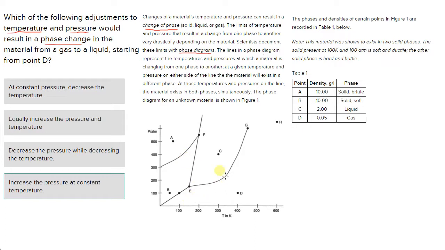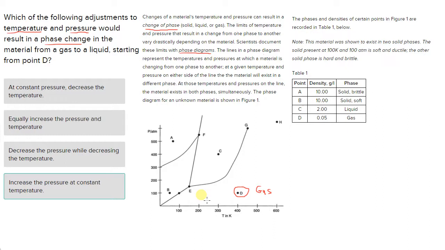For example, we see point D, which is the point we're being asked about here. At point D, this material is a gas. It's in a gaseous phase. At point C, it's a liquid. So anywhere in this area is a liquid. Anywhere in this area, on the right side of the line, is a gas. And anywhere in these areas where points A and B are is a solid. We can see that from Table 1, where points A and B are solids. So, solids, liquids, gases.